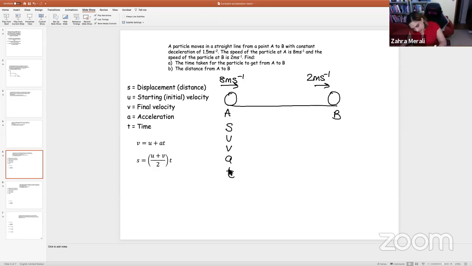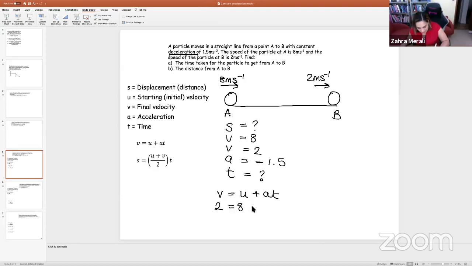I don't know s, so that's a question mark. I know that u is 8. I know that v is 2. I know that a is a deceleration, so it's minus 1.5. And I want to find out t. So I look to my formulas and I say which one makes sense. Looking at those formulas, you can see that we can use v equals u plus at. We're going to plug in the numbers: 2 equals 8 minus 1.5t.